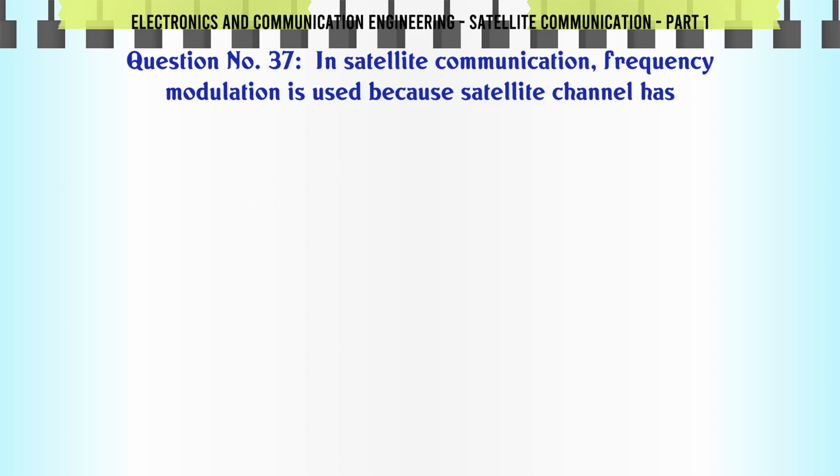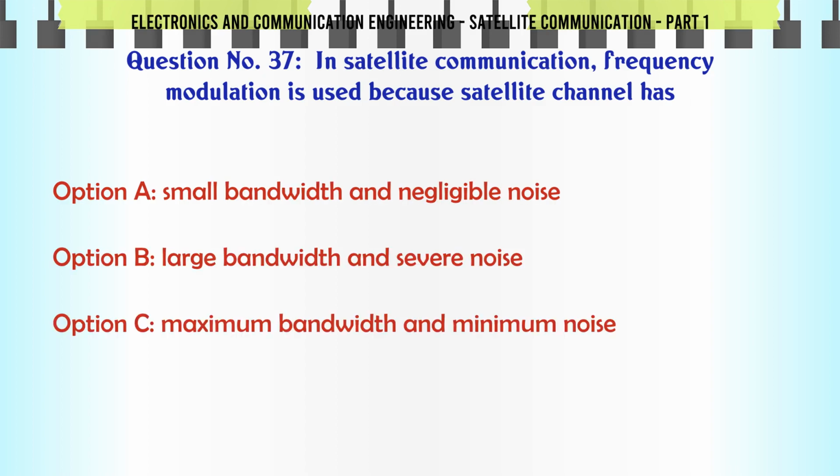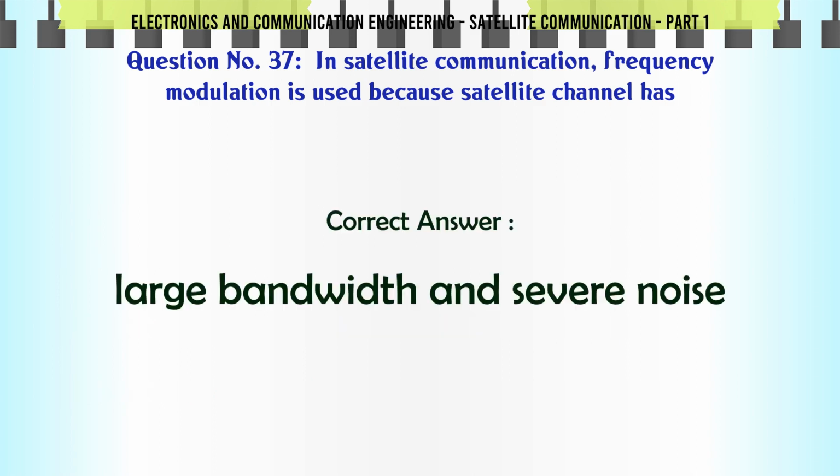In satellite communication, frequency modulation is used because the satellite channel has: A. Small bandwidth and negligible noise. B. Large bandwidth and severe noise. C. Maximum bandwidth and minimum noise. D. High modulation index. The correct answer is large bandwidth and severe noise.